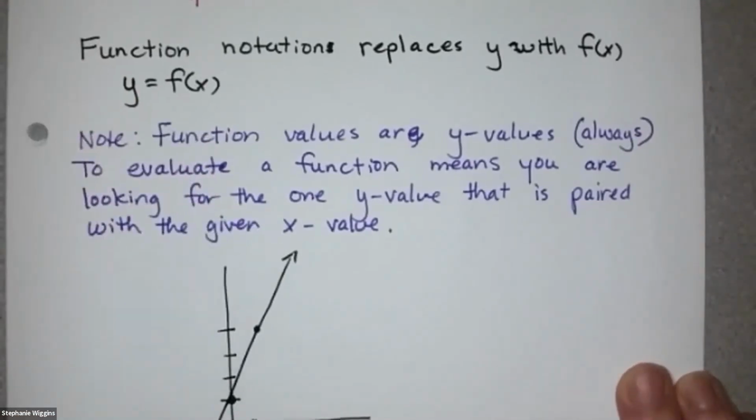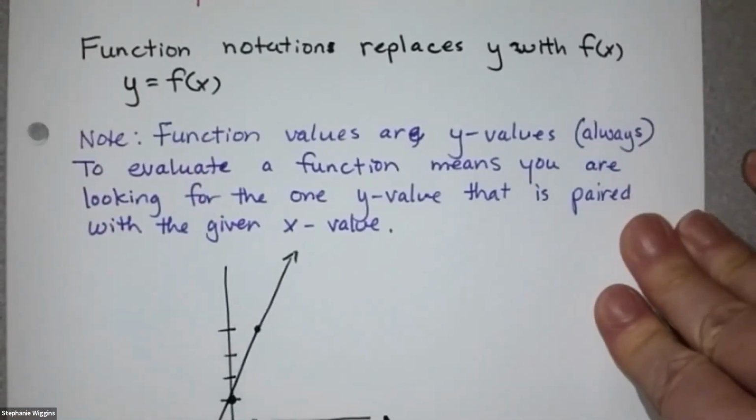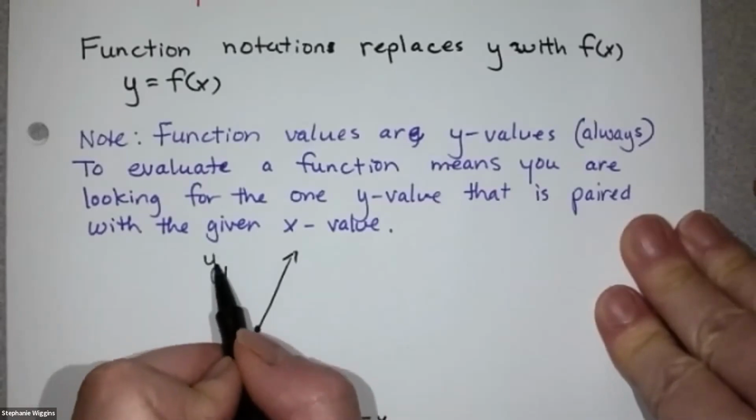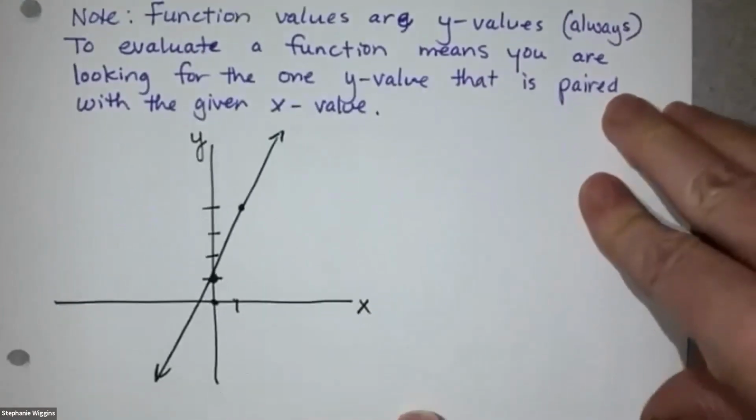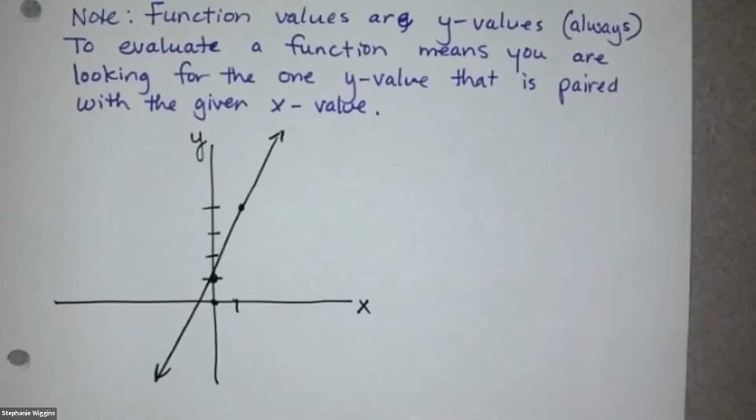Here's a graph. This is a linear function. Notice it passes the vertical line test. Every vertical line will only intersect that line one time. Okay, so it passes the vertical line test, therefore it is a function.